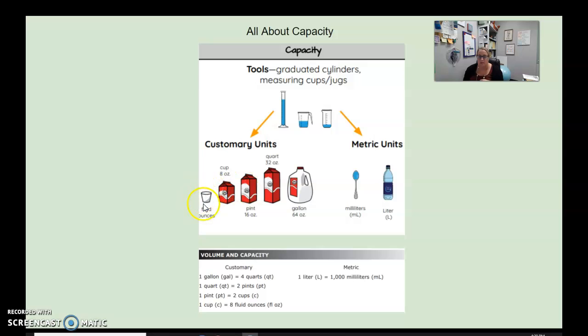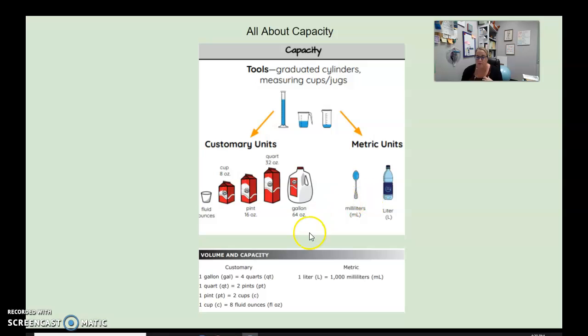So we use fluid ounces to measure the smaller things. We use gallons to measure the bigger things. And then depending on the size of how much liquid is in the container, we will either use a cup, a pint, or a quart. The other ones we have are metric units. So metric units, for 3rd grade, there's only 2. So we have milliliters, and milliliters are what you use for smaller things. And there are liters, and liters are what you use for bigger things.